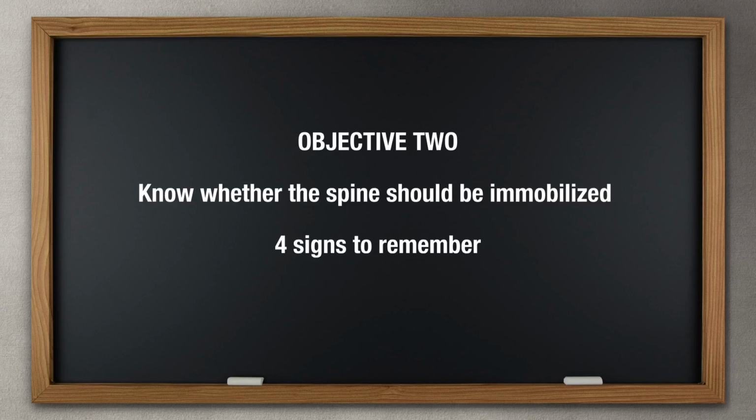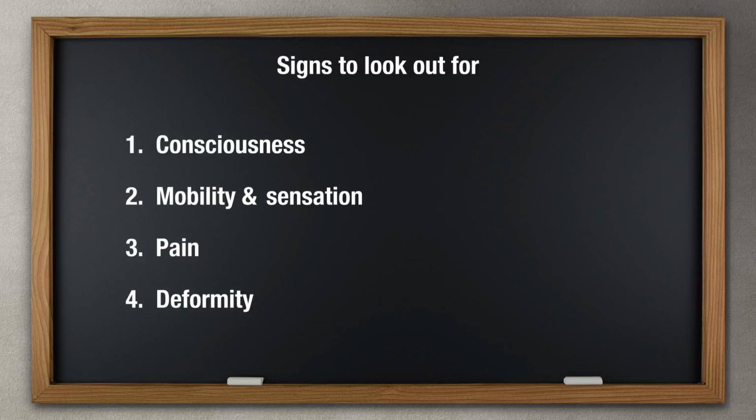Objective 2. Know whether the spine should be immobilized. 4 signs to remember. There are 4 signs you should assess for spinal cord damage in an injured athlete: consciousness, mobility and sensation, pain, and deformity.